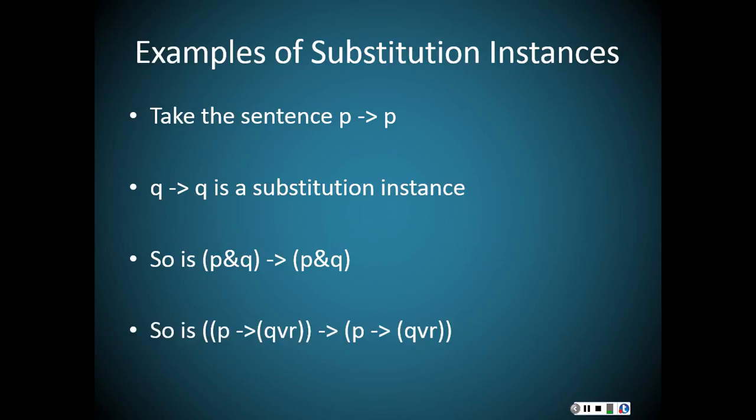Likewise, this really complicated sentence, that's even hard to read out loud, but let me give it a go. If P then Q or R, then if P then Q or R. That really complicated sentence is also a substitution instance of the very simple sentence if P then P, because I can get that really complicated sentence by taking every occurrence of P in the original sentence and replacing it by an occurrence of the sentence if P then Q or R.